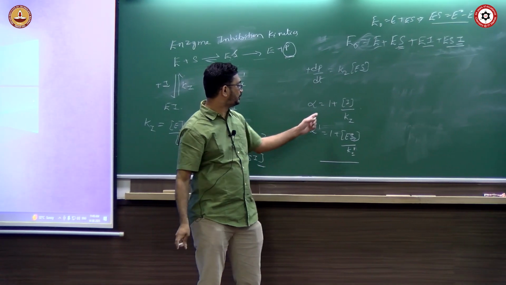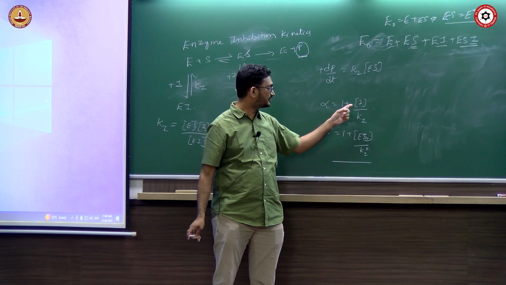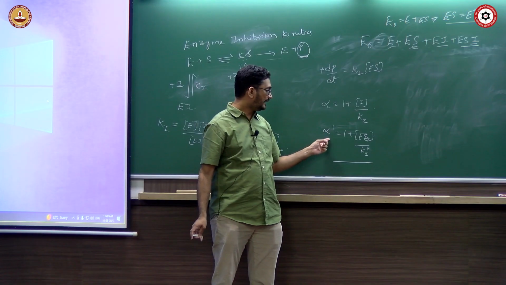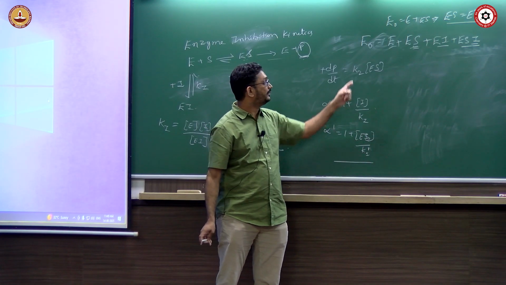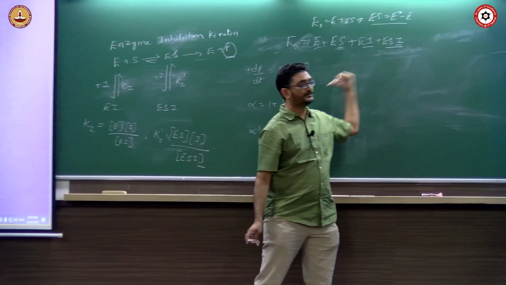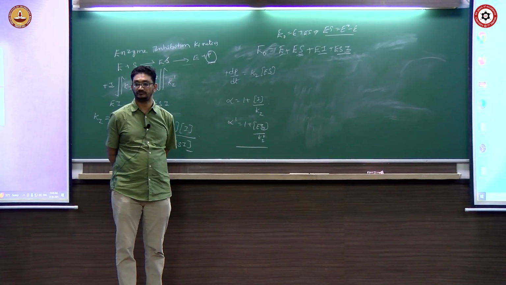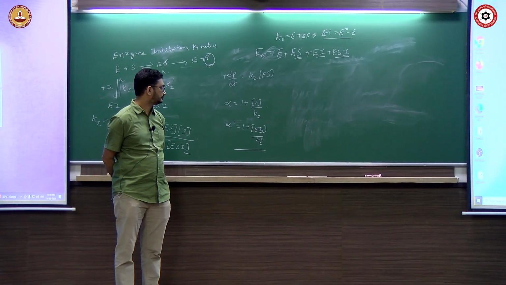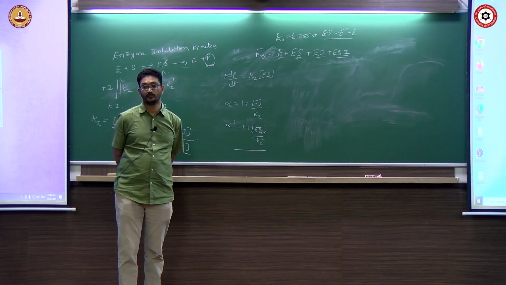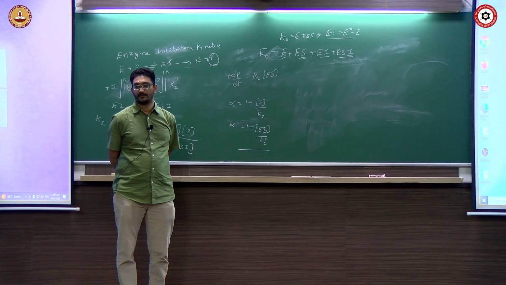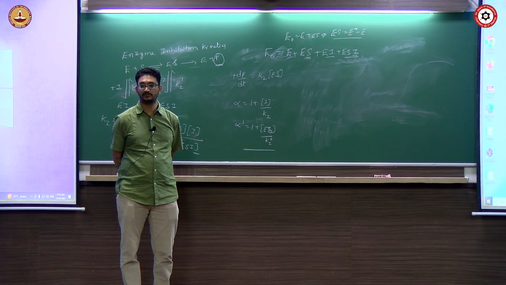So I am just defining two new parameters. This is just a definition. Alpha is equal to 1 plus concentration of I by Ki. Alpha prime is equal to 1 plus concentration of I by Ki prime. Now, can you write this in terms of alpha? By the way, did you get what I am trying to do?